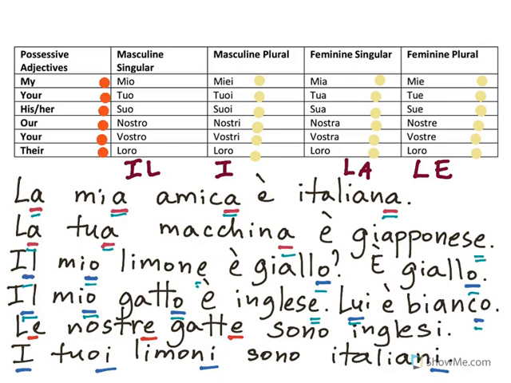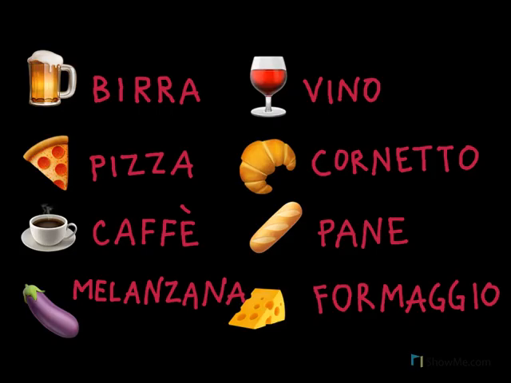I tuoi limoni sono italiani. Masculine plural. I tuoi, masculine plural. Limoni, masculine plural. Italiani, masculine plural. All right, so that's how it works. The difference is mainly that the possessive does not give you the information about the person who possesses something, his, hers, but rather about the item possessed. So it's slightly different.